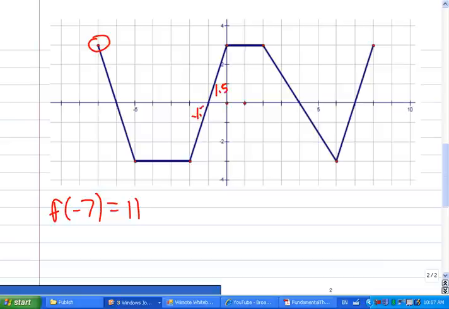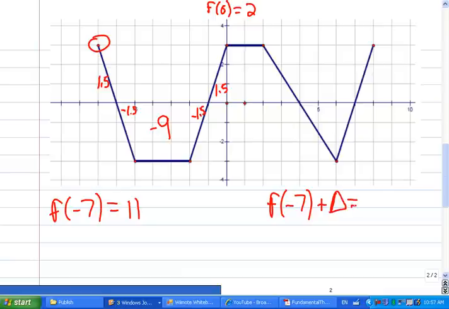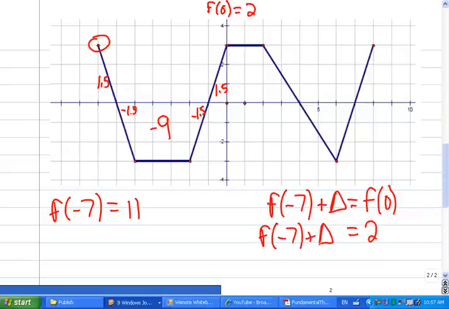This would be negative 1.5. The next figure I see is this big square, which has negative 9. Then I see a negative 1.5 for this triangle. Then I see a positive 1.5. So if I know that f of 0 equals 2, one way that you can reassure yourself you're doing it properly is I would write this in my margin. If I go from negative 7 and I add up all the change to 0, then I should be at the value 2. So f of negative 7 plus all my change gets me to the position of 2.